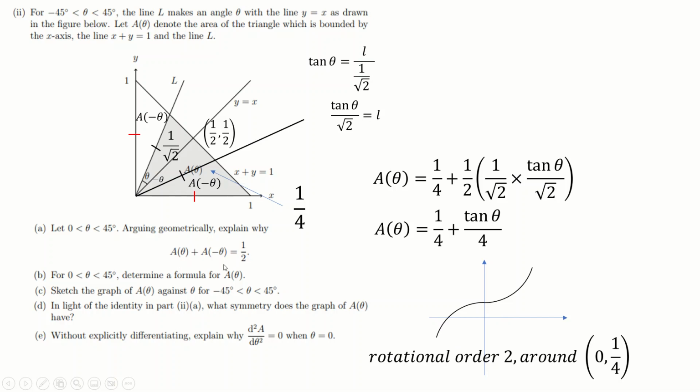I'm not 100% sure how I'm supposed to use this, but I don't think it actually needs me to say that. I think I can say it's just an odd function shifted up a bit, so it's rotational about there. Without explicitly differentiating, explain why that's 0. Well, this is an inflection point, and inflection points are defined by the second derivative being 0. So I think that's all I have to say there as well.